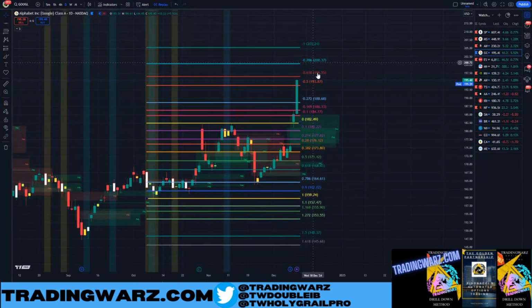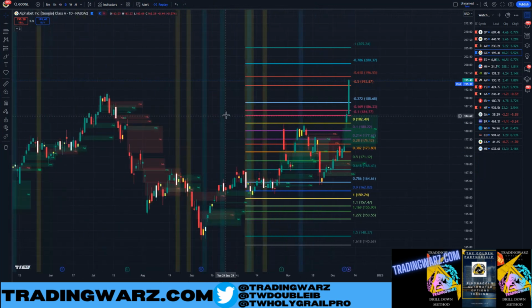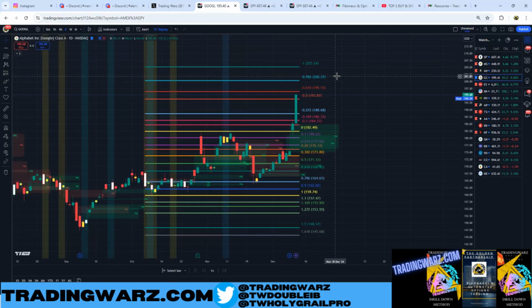So the measured move is at 205.24, just making a new all-time high right here on Google. So really nice. Okay. So again, if you're not in the positions, what do I suggest? Wait for the pullback. All right. And you should have already been in these positions if you wanted to take the risk, because the philosophy of Fibonacci is buying the dips and using the dips to get good deals.